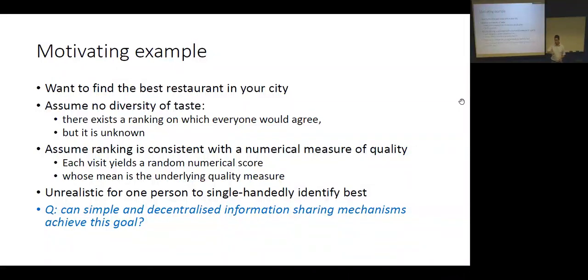Okay, but also the restaurants differ from day to day. You can have a better or worse experience on a particular day. So you don't always get the same score, but you get a noisy observation of a true score.